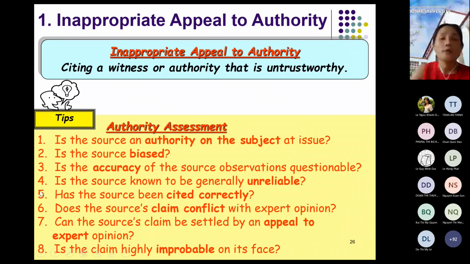So you can use these questions when you have the group presentation. What if you want to comment on your friend's presentation? You can use these questions to ask, especially when they are trying to show you an argument from authority. You can use one of these questions to judge. Okay, that is the first one.